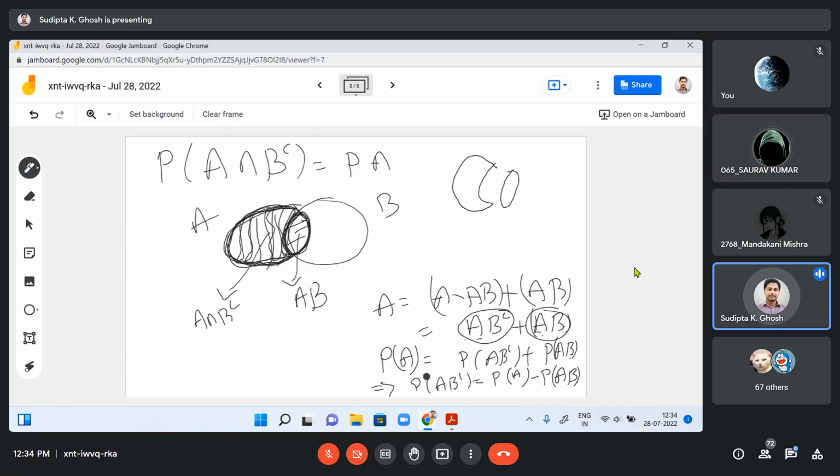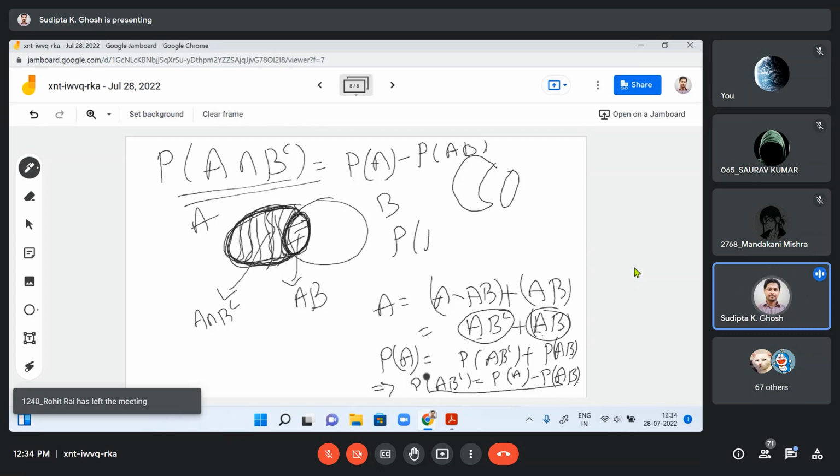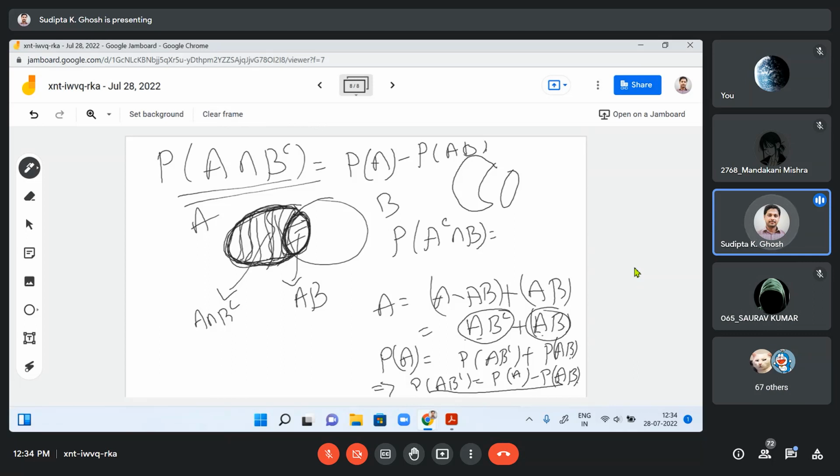But probability of AB complement is what? Probability of A minus probability of AB. That is the result I got. So now, can I get this number? In my hand I have probability of A and probability of A intersection B, so yes. Exactly. Similarly, can I find probability of A complement intersection B?